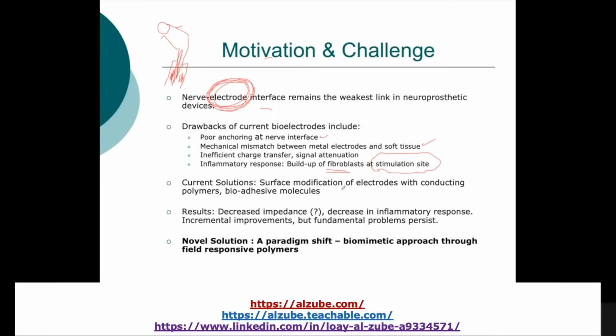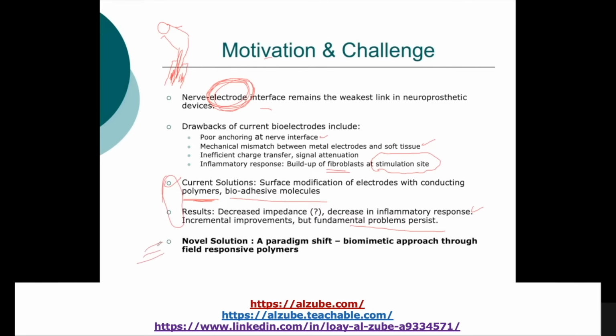So we have electrodes and you put a coating on them so that they're compatible. We also have conducting polymers, allowing ions to move in and out. We have something called bioadhesive molecules, so you can have a polymer that can attach to a nerve. If we were successful in creating materials that can adhere to a nerve, the results of such interventions are decreased resistance, which means that we can conduct electricity faster, and decreased inflammation response, so we don't have biocompatibility issues, and you don't have encapsulation or foreign body reaction. We have incremental improvement, but still fundamental problems persist.